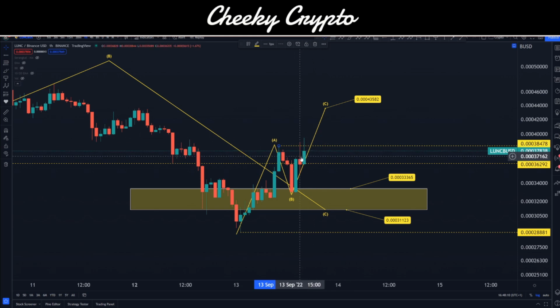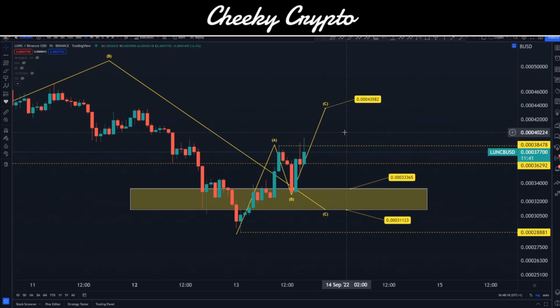Now, we did wick above this area, but we haven't closed above it on this hourly candle, and that's about to close soon, so we'll keep a close eye on that as we kind of think about pushing back up. But the minimum expectation has already been met, although the typical move is slightly higher at 43582.